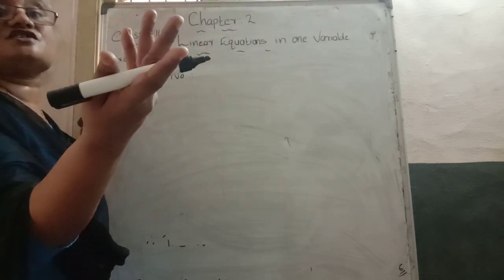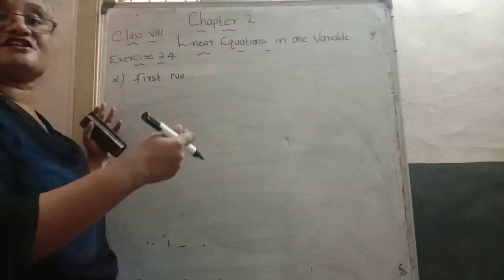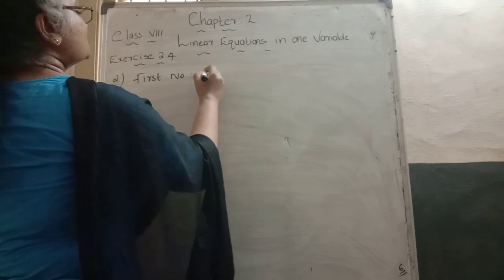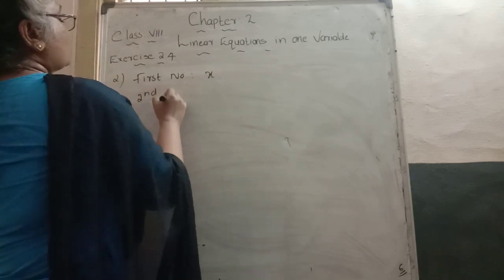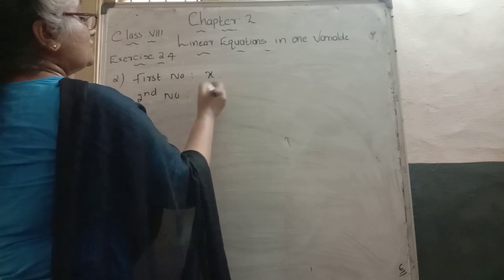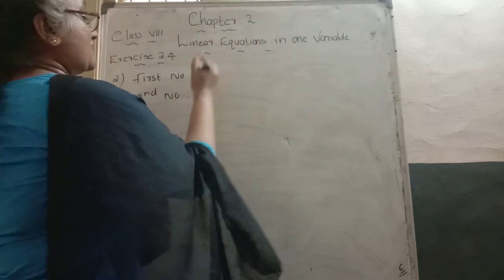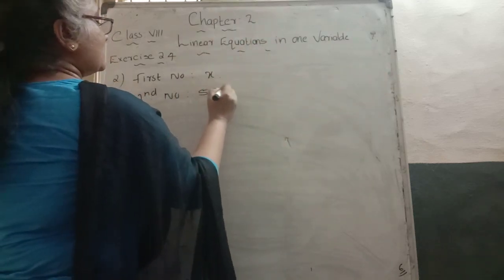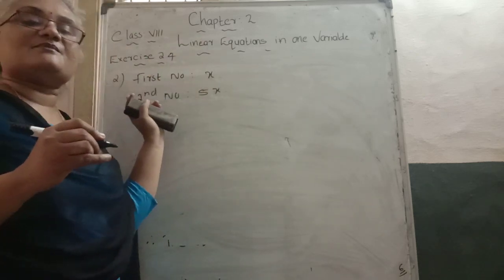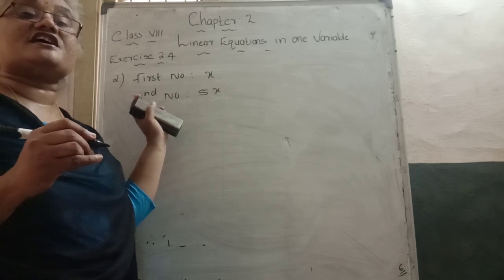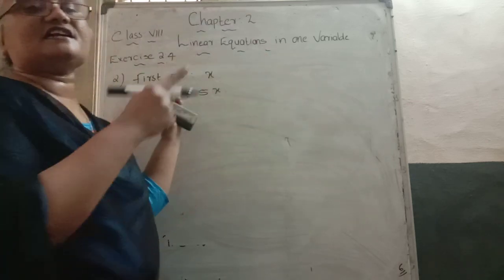The other number, which number is it? We don't know, it is not mentioned here. That's why we consider the unknown number as x. Then the second number we consider as 5 times the other number. 5 times means 5x. So the first number we consider as x, and the second number is given by the expression 5 times the other number, 5x.